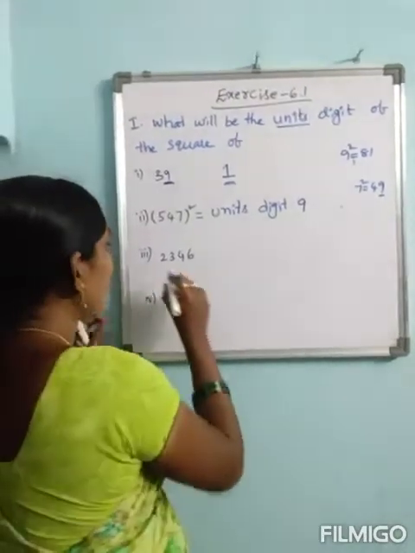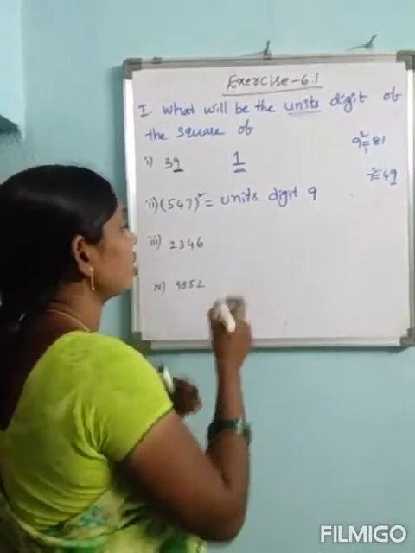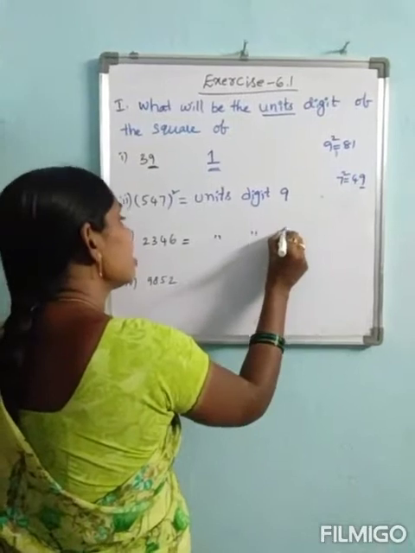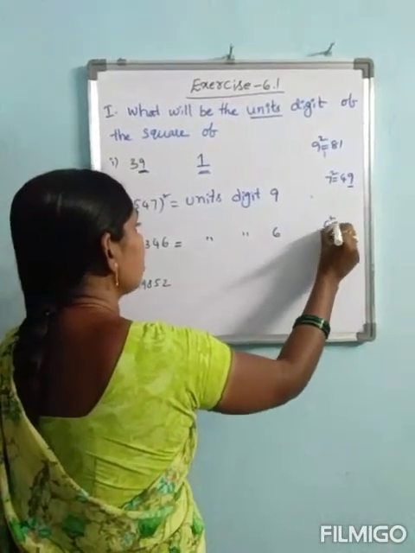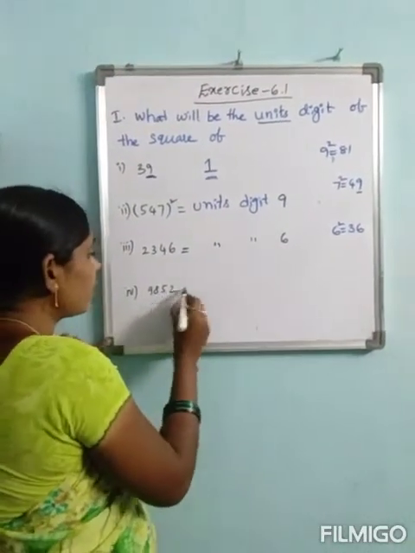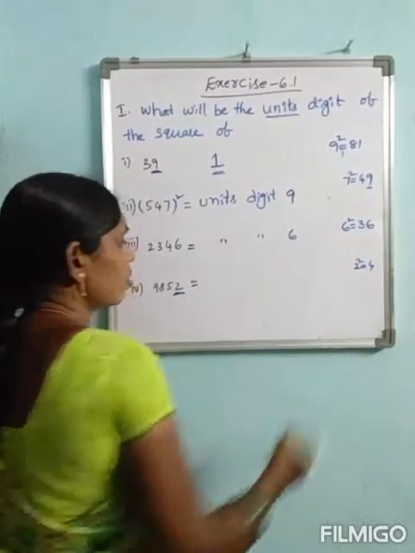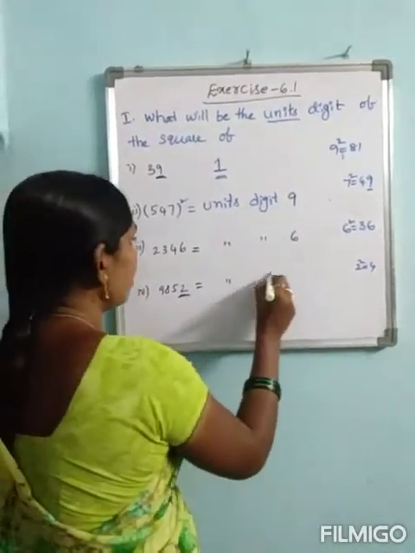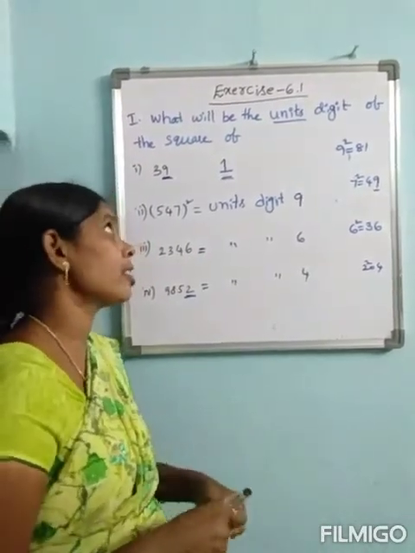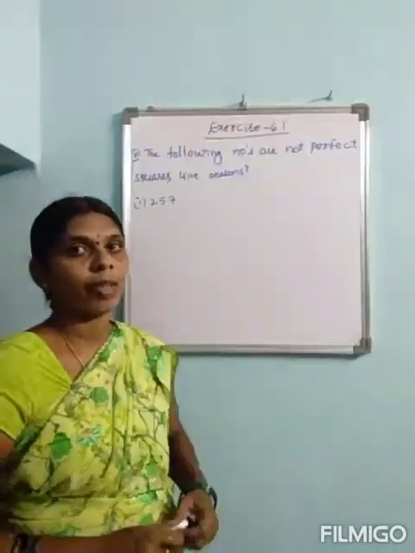Now 2346. The square of 2346 also has the units digit 6. Why? Because 6 square equals 6 6s are 36. In the same way, here 2 is in the ones place. So what is 2 square? 2 square equals 4. So the units digit is 4. Like this, you have exercise 6.1 first bit. Some more problems are there from your textbook. You have to do all of that.